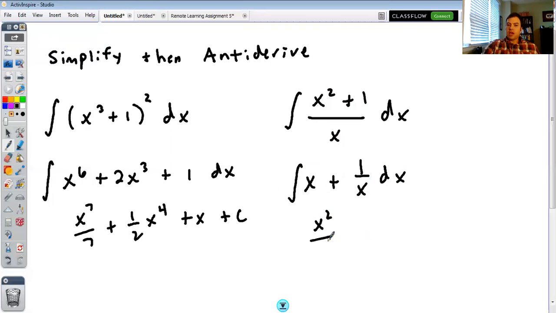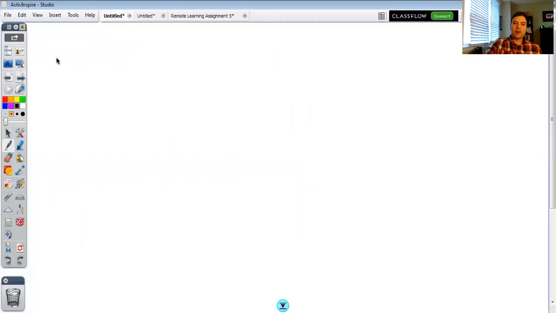This would give us x squared over 2. And then this is the natural log of the absolute value of x plus c. All right, so again, more basic rules, but good reminders and things you just want to know really, really well going into test day. All right, let's look at some other possibilities.